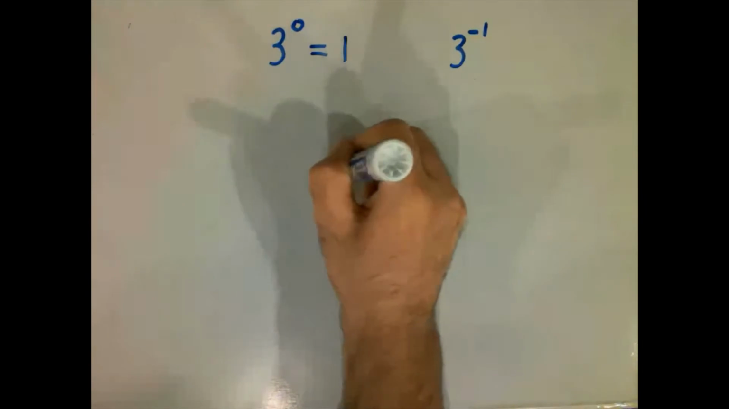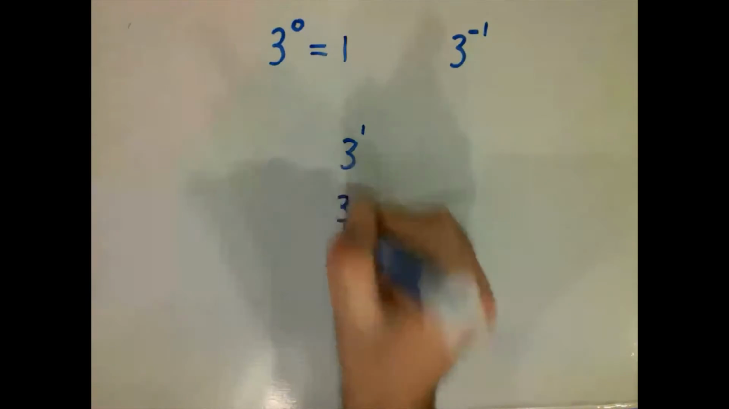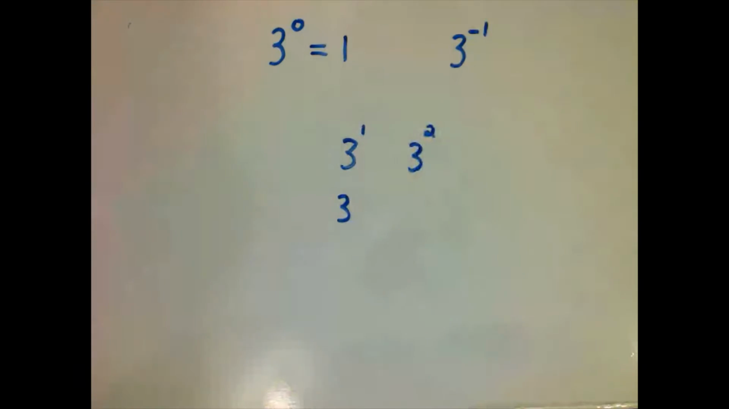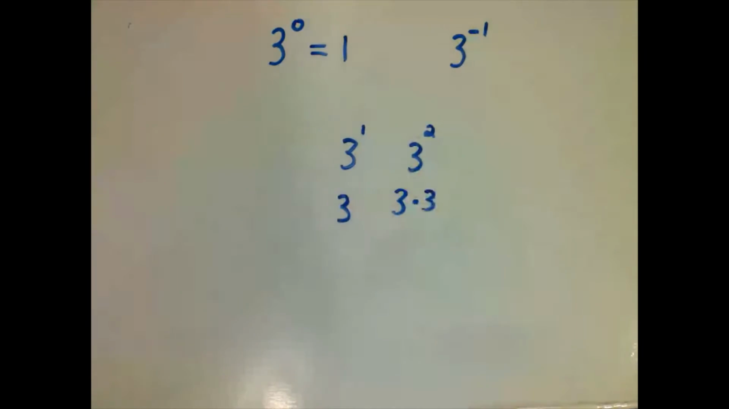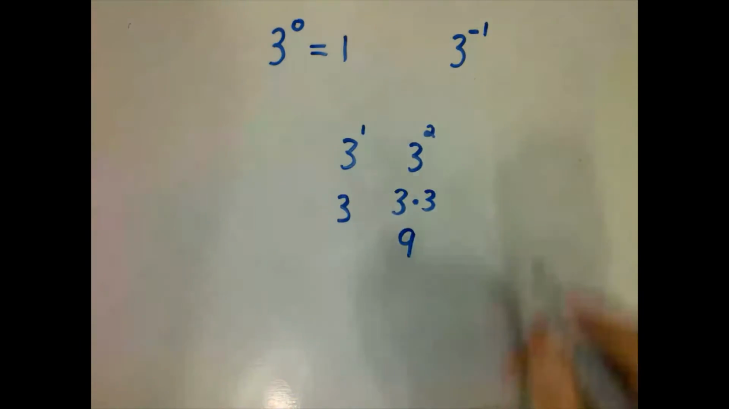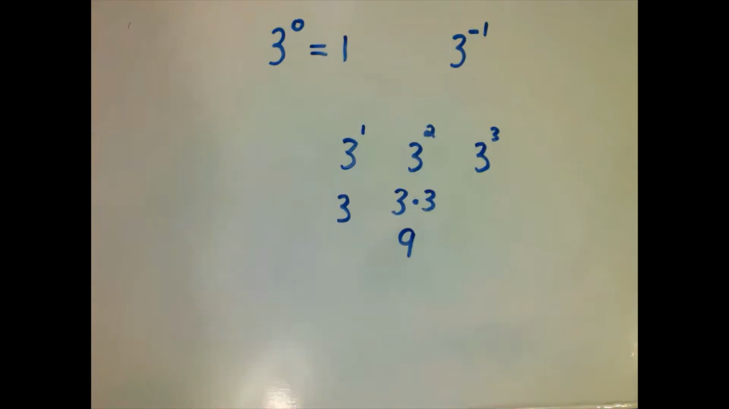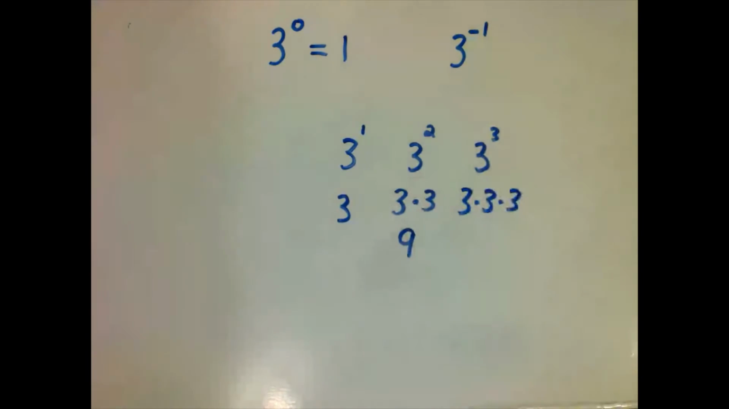Say we wanted to find what 3 to the first power is. We know 3 to the first power is just 3 all on its own. But what if we had 3 to the second power? Well, that's 3 multiplied by 3, 3 times itself, and 3 times 3 gives me 9. And say it kept going: 3 to the third power would be 3 times 3 times 3. Let's see, 3 times 3 is 9, times 3 is 27.